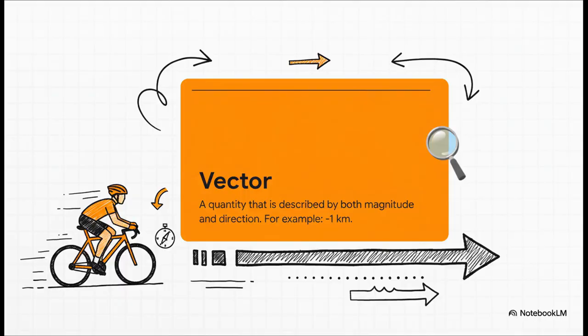Displacement, on the other hand, is a vector, and vectors are a bit more sophisticated. A vector has both a magnitude and a direction. It doesn't just answer how much, it also has to answer which way. So the cyclist's displacement is 1 kilometer, but in the westward direction. That little negative sign is the piece of grammar that tells us the direction.